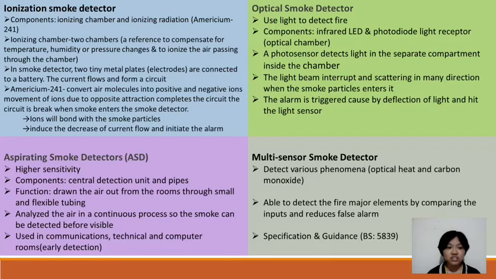Aspirating smoke detectors (ASD). It has higher sensitivity compared to others, and the components are central detection unit and pipes. The main function of these detectors is to draw the air out from the rooms through small and flexible tubing. So it analyzes the air in a continuous process so that the smoke can be detected before it is visible. It is preferred and recommended for use in communication, technical, and computer rooms.